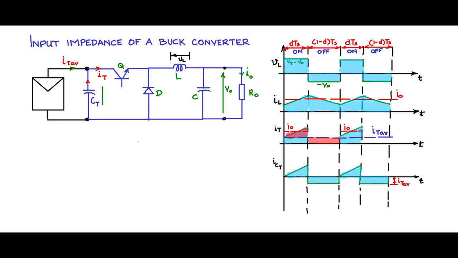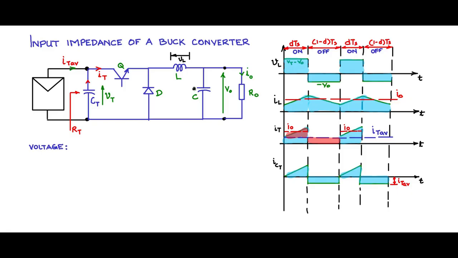Let me mark the voltage across the CT as VT. It is the terminal voltage, and we are interested in finding the input impedance from the PV panel side. So as seen from the PV panel, from here would be the resistance of interest RT, and we would like to find the relationship between the resistances RT and R0. So let us first find the input-output voltage relationship.